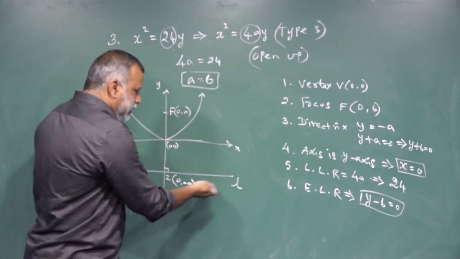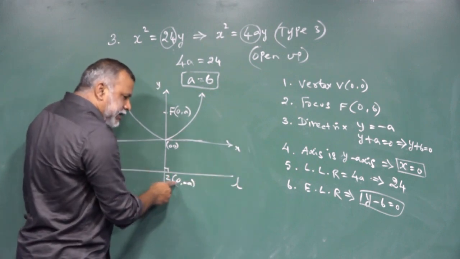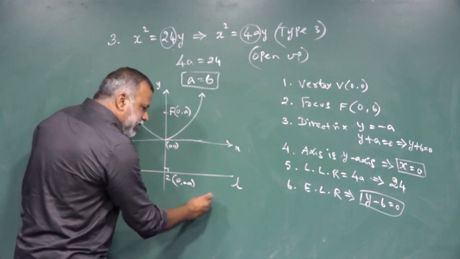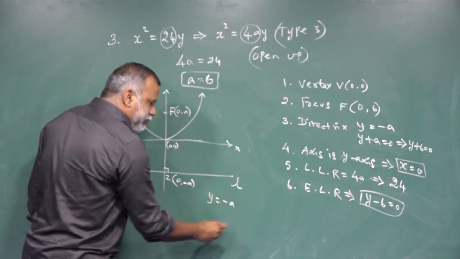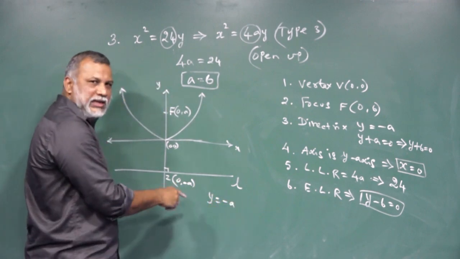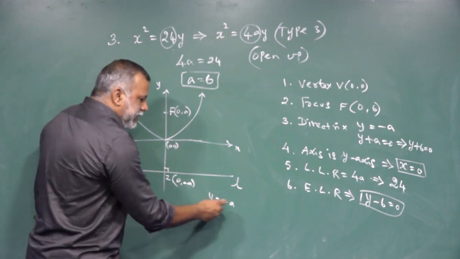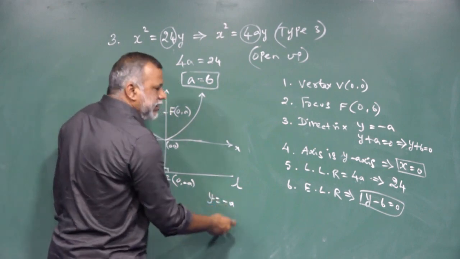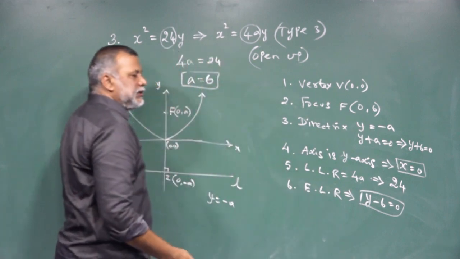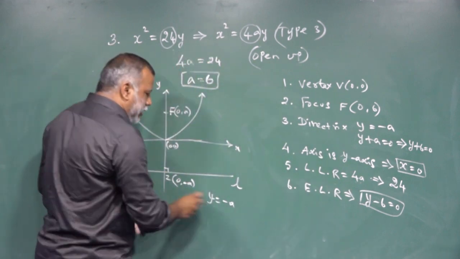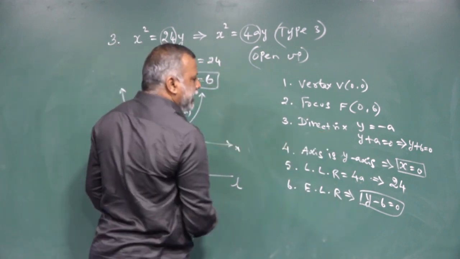See the comparison. This is the directrix. This directrix passes through the point minus a. That means the y value is minus a. Very simple. Here what is the value of x? 0. Just leave it. Here what is the value of y? y equal to minus a. Compare on the same side. Then y plus a, so y plus a equal to 0. Instead of a, replace the value. This is the equation of the directrix.